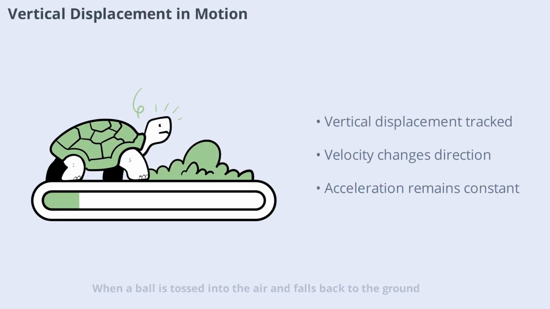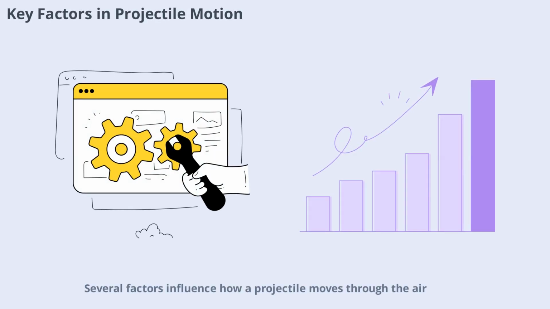When a ball is tossed into the air and falls back to the ground, its vertical displacement, velocity, and acceleration all interact in predictable ways. The vertical displacement measures how far the ball moves up and then down, while velocity and acceleration describe the speed and rate of change of that movement. By tracking these variables, we can map the entire flight path and understand the forces at work from launch to landing. Several factors influence how a projectile moves through the air.